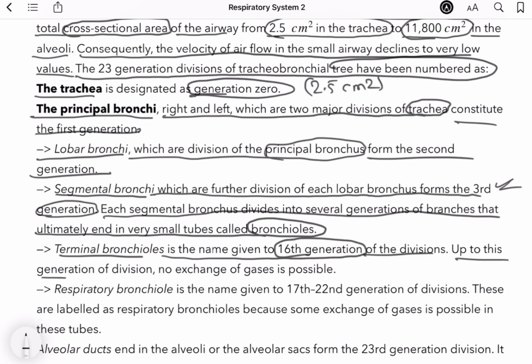Up to this generation of division, no exchange of gases is possible. Till the 16th generation, remember, no exchange of gases is done. First to 16th generation: first trachea, then principal bronchi, then lobar, then segmental, then terminal.